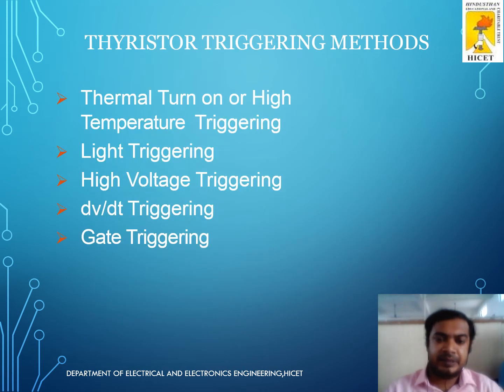Thyristor triggering methods. Thyristor triggering methods are also called the thyristor turn-on methods. We have several methods to turn on the thyristor: thermal turn on or high temperature triggering, light triggering, high voltage triggering, dV by dt triggering, and gate triggering. Usually we use the gate triggering method for turning on the thyristor.